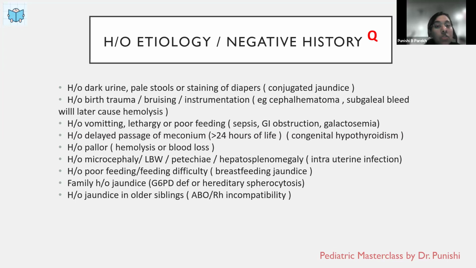Just keep in mind that when you're asking for history of jaundice in an older sibling, it's to rule out these conditions. So these are all the set of questions you will ask to find out the etiology or the negative history in this case of newborn jaundice.